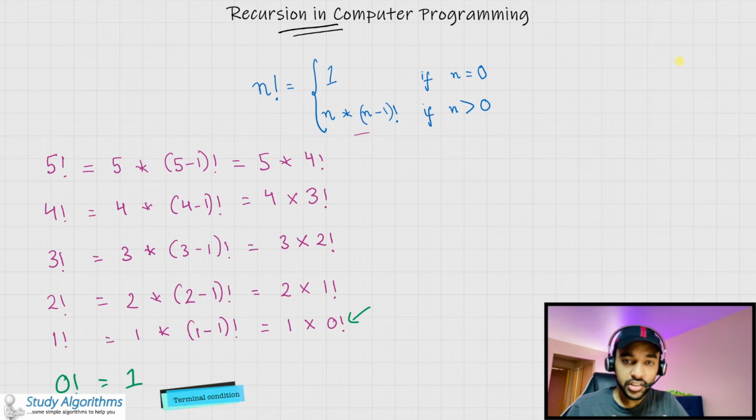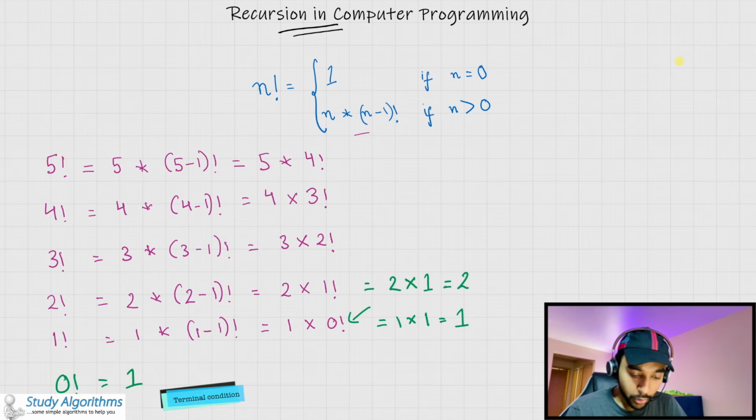Using this terminal condition, we can work our way upwards. So I would now put this value of 0 factorial into the value of 1 factorial. So then this should be 1 into 1 equals 1. So now I have the value of 1 factorial. We can put this value back into 2 factorial, which should be 2 into 1 equals 2. Now we can put this value back into 3 factorial. So 3 into 2 equals 6.